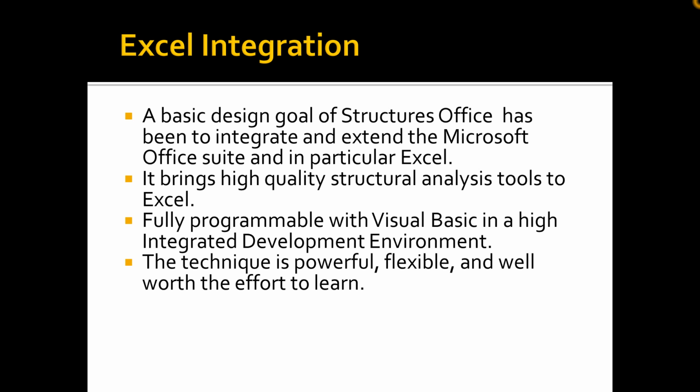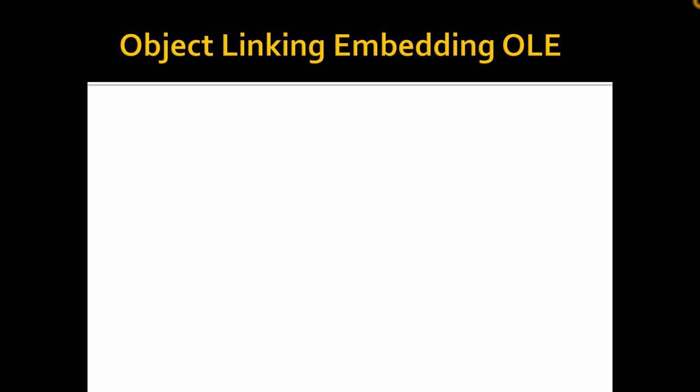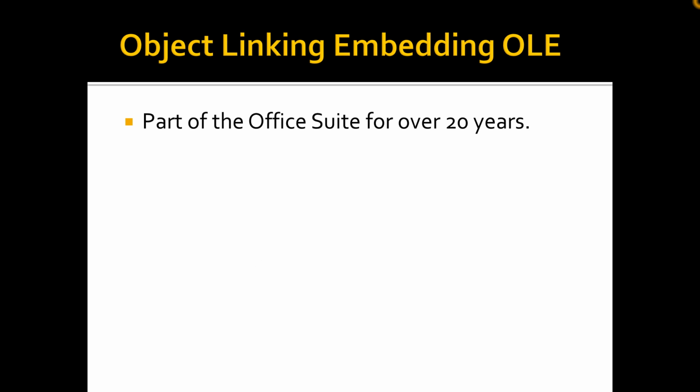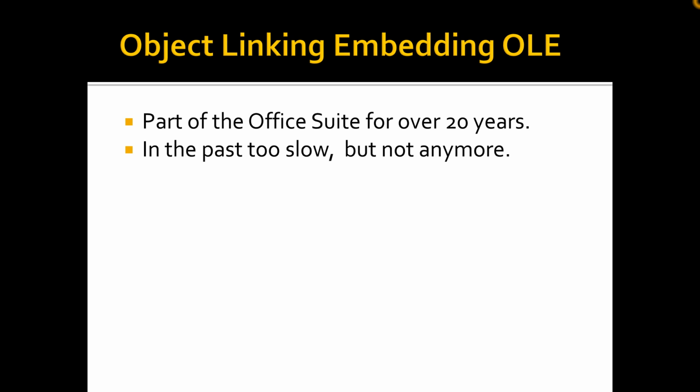So what you're going to learn is something that's very powerful, it's very flexible. You can program anything you want within Excel, and it's well worth the effort to learn. Object linking and embedding, also known as OLE, has been part of the Office suite for over 20 years. But in the past, it was slow, cumbersome, and not too many developers made use of it. But with these much faster machines, that's not true anymore.